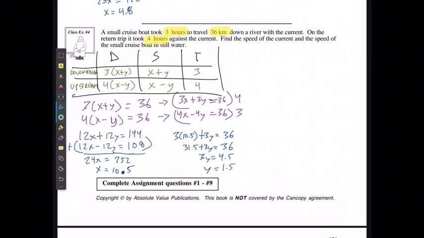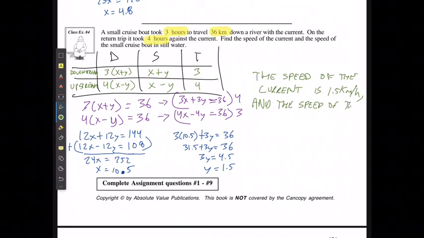And then I state my answer. The speed of the current is 1.5 kilometers per hour. And the speed of the boat is 10.5 kilometers per hour. And that's it for the word problems.